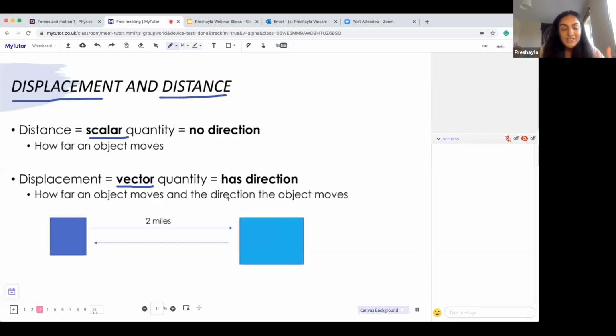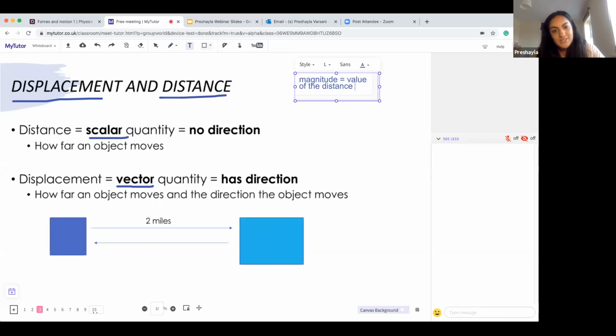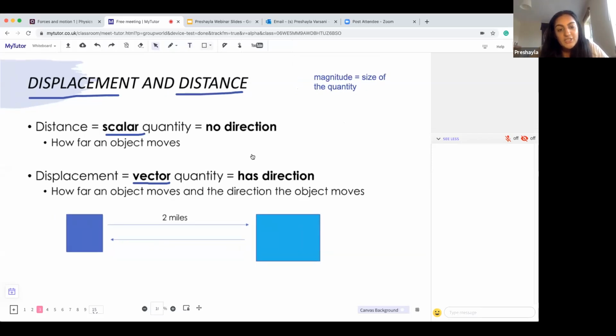So distance is a scalar, and a scalar has magnitude, which basically means the value of the distance. So 6 kilometers, 3 meters, whatever, it's the size. So the size of the quantity, and then you also have direction. So scalars only tell you the magnitude, displacement tells you the magnitude and the direction.